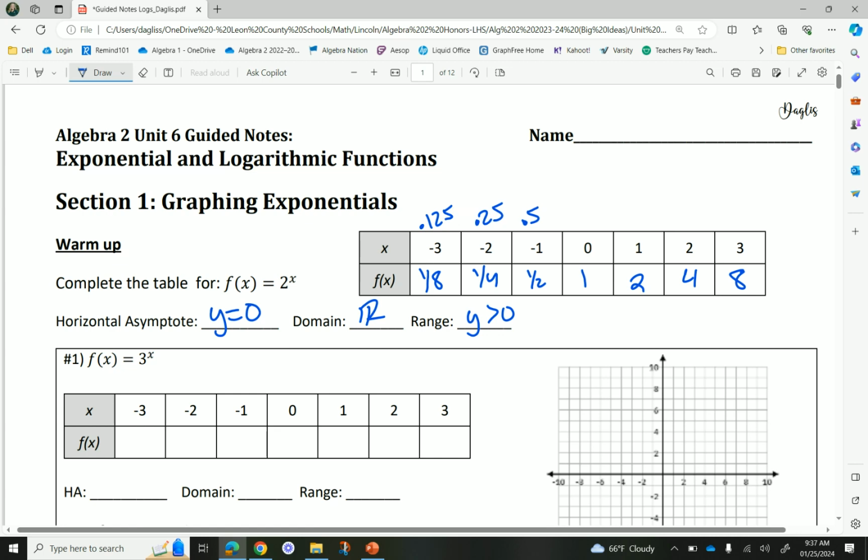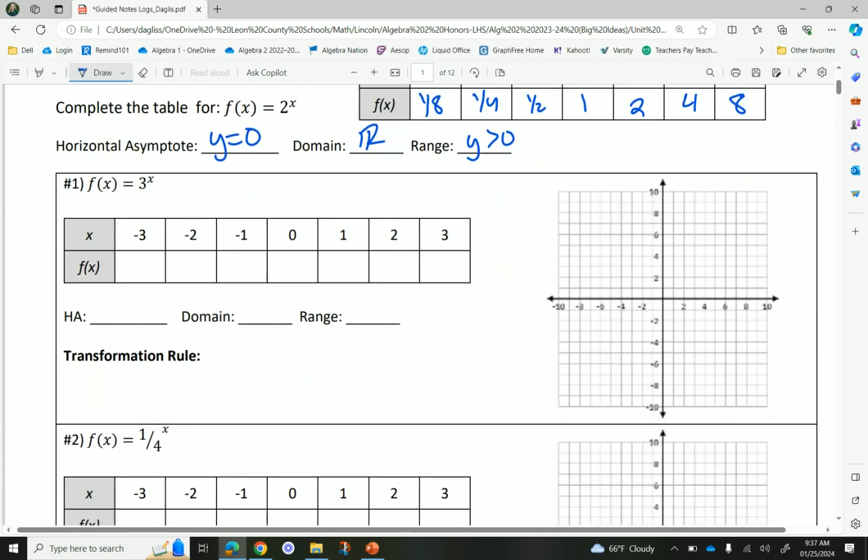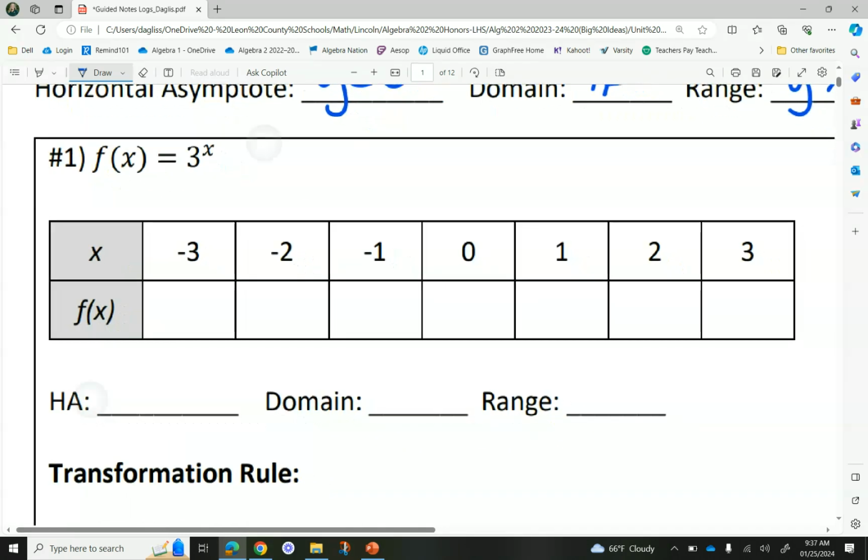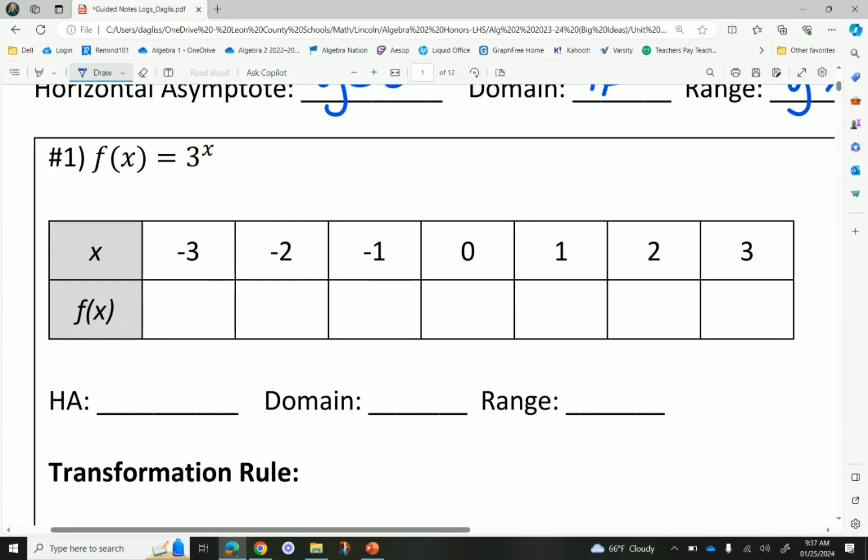Okay, so let's review some stuff and talk about key features. We'll make this quick and easy. Our first example was 3 to the power of x instead of 2 to the power of x. So just like last time, if I plug in negative 3 for an exponent, what's my outcome? 1 over 27, which is the same thing as 0.037. All right, how about with negative 2?